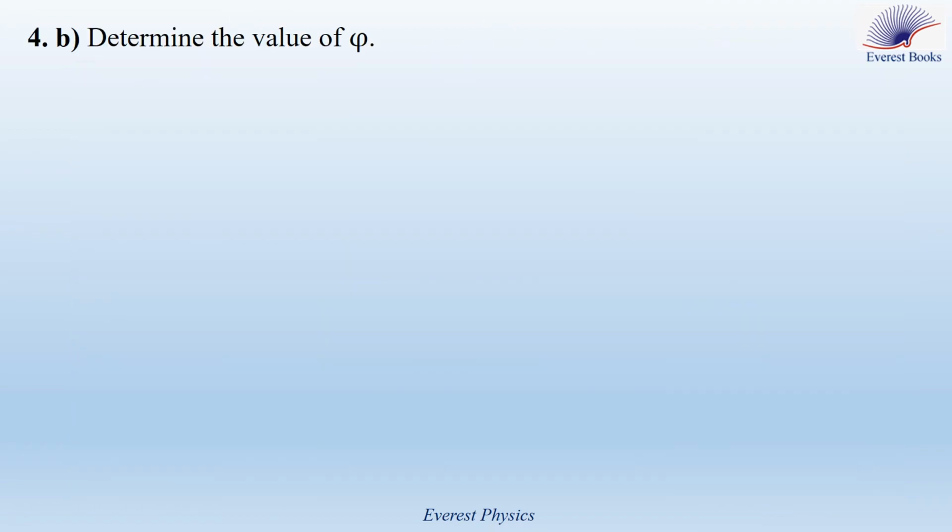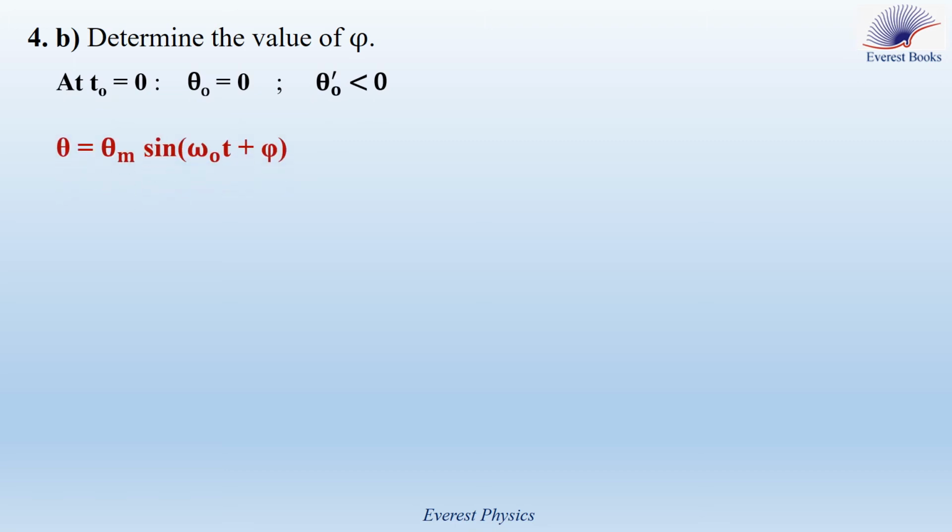4b. Determine the value of phi. The value of phi depends on the initial conditions, and the initial conditions are given at the beginning of this problem. At t0 equals 0, theta 0 is equal to 0, and theta prime of 0 is negative. Using the time equation, theta equals theta m sine omega 0 t plus phi, now substitute t equals 0 and theta equal theta 0, which is equal to 0. So we have a new equation: 0 equals theta m sine phi.